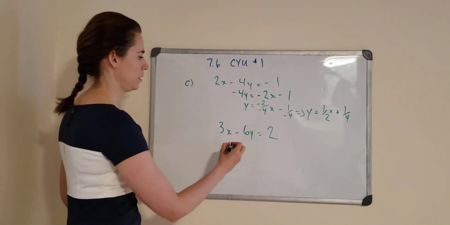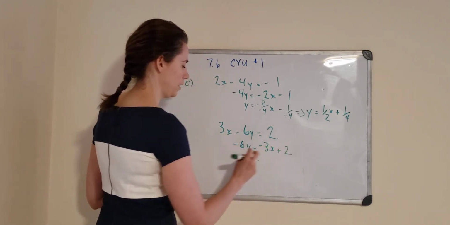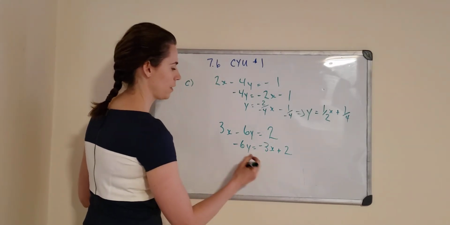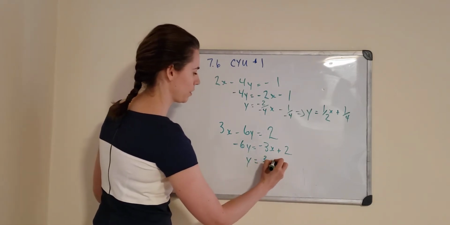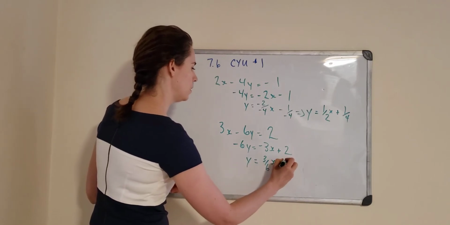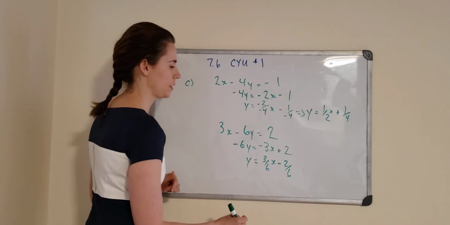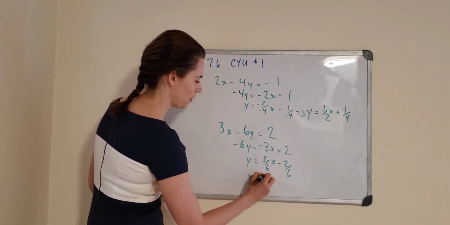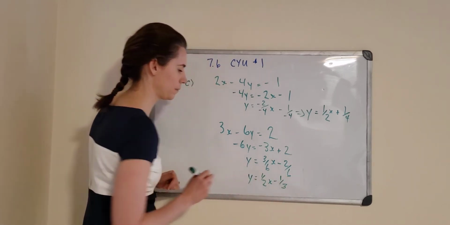Let's do this one. Negative 6y equals negative 3x plus 2. Let's divide by negative 6. I'm just going to do that. So negative divided by negative would be 3 over 6, which I know is 1/2. I'll show that in my next step. Plus, I'm going to make it a minus because positive divided by negative is a negative. 2 over 6. Okay, let's simplify. 1 over 2x minus 1 over 3.